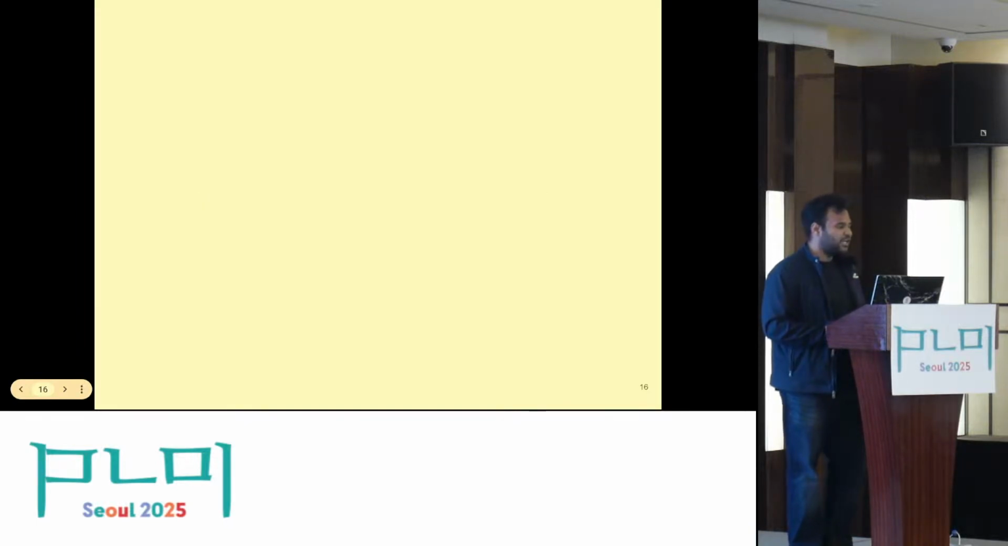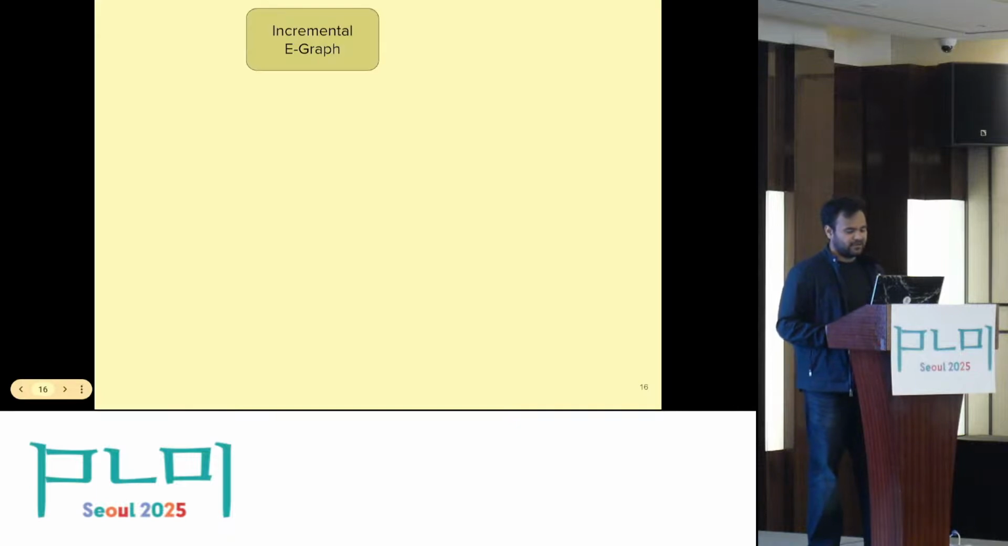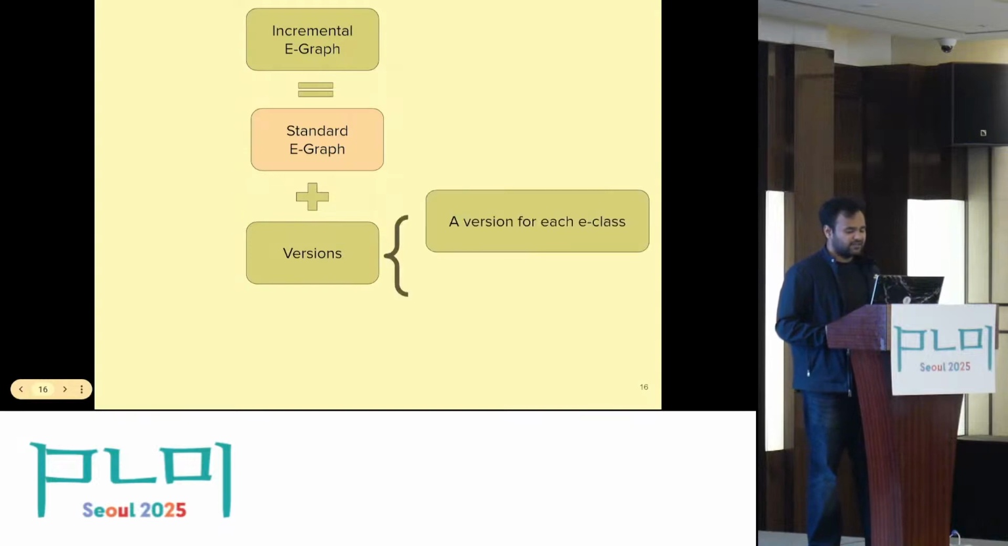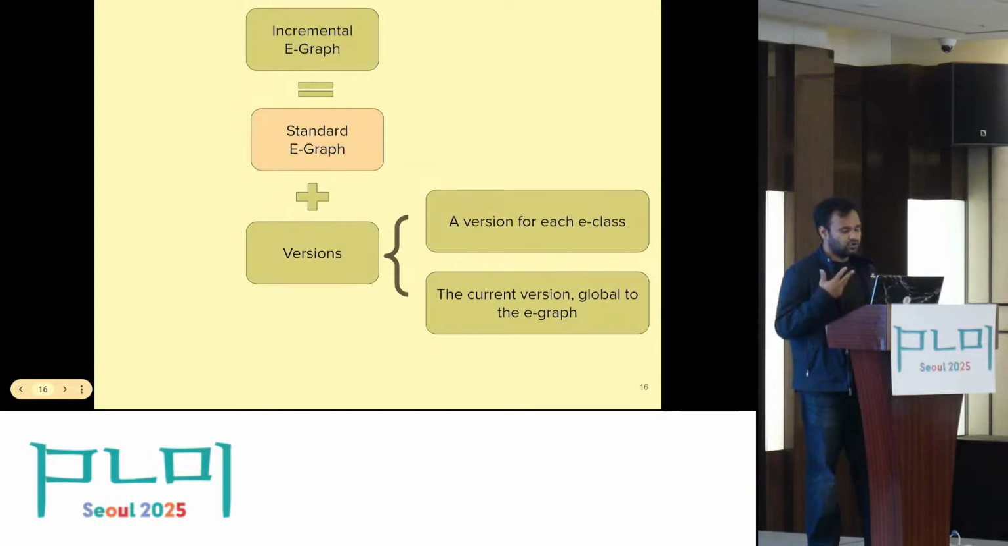For that, I have to tell you about incremental E-graphs, which are the underlying data structure for our algorithm. An incremental E-graph is just a standard E-graph plus versions. There is a version for each E-class and a current or latest version, which is a global variable. There is an additional component that I will motivate in a few slides.